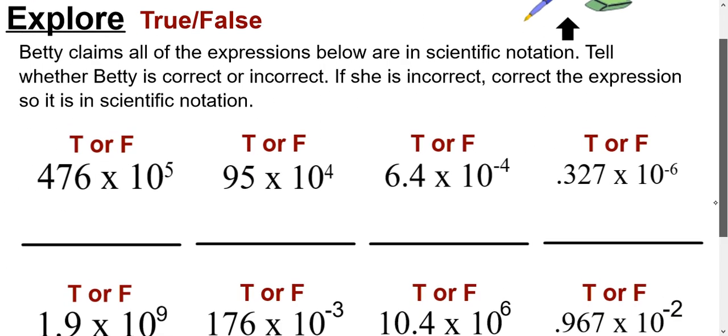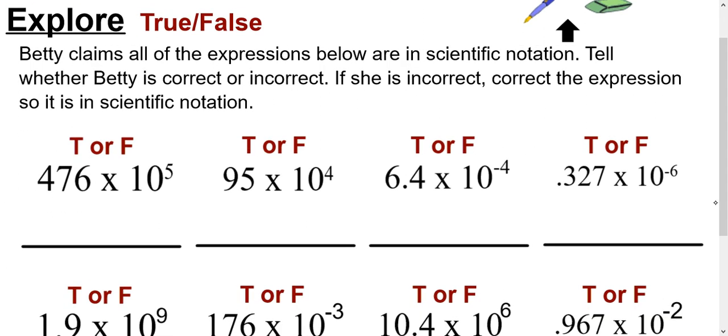All right. So this is another explore. Again, I'm going to put this on pause. You have to tell whether or not this is in scientific notation. If it's in scientific notation, you put true, because Betty claims all of these expressions below are in scientific notation. Betty is not right. So if it is in scientific notation, put true. If it's not, put false and then correct it. So the first one, we'll do the first one together. And this is not, so this is false. So you could circle false.